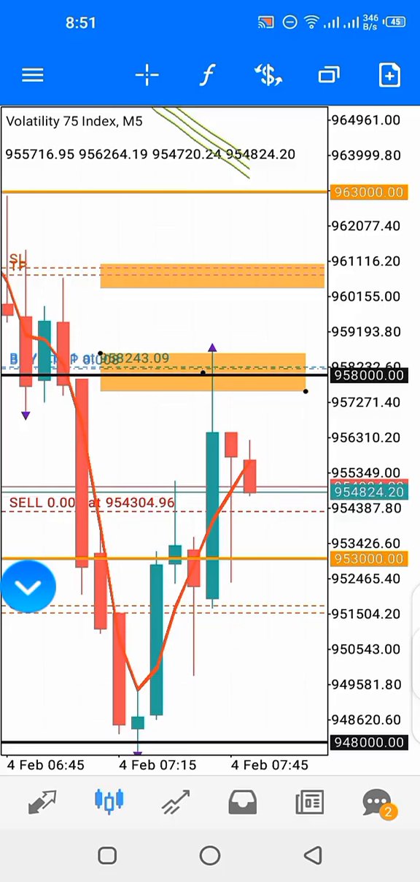But for now, we have a range, and with the range, it appears as if price is going to go down.